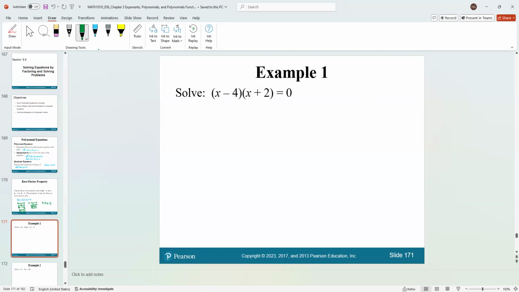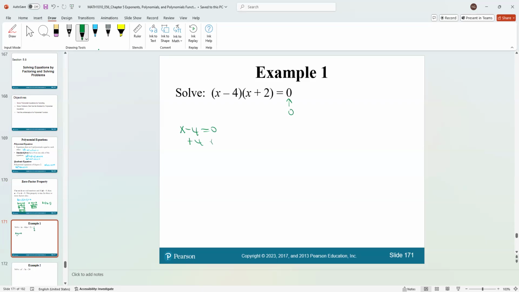The first thing is to verify that it's a multiplication sign. There are no divisions, and there is no plus or minus between the parentheses. And you need to make sure on the other side, it's 0. So if you said x minus 4 times x plus 2 equal to 5, you cannot set each of them equal to 5. The only way to solve these equations, you need to make sure this side right here is 0, okay? So what you do, you set x minus 4 equal to 0.